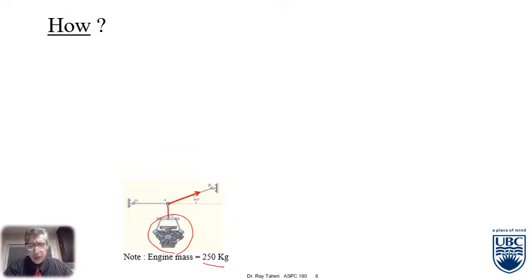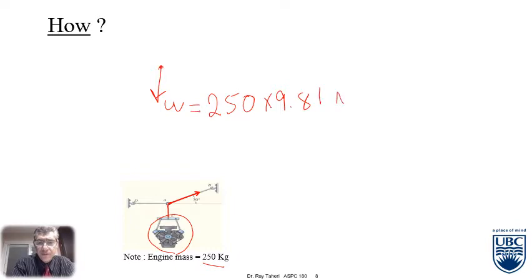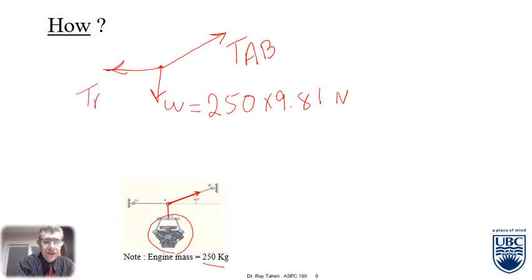You should realize right now we have three forces acting at this point A. So if I want to draw it here, we have one force coming down. It is the force W of the engine, which is 250 multiplied by 9.81 Newton. There is one force here, I'll call it TAB, and there is a force here, I'll call it TAD. Here is a free body diagram.